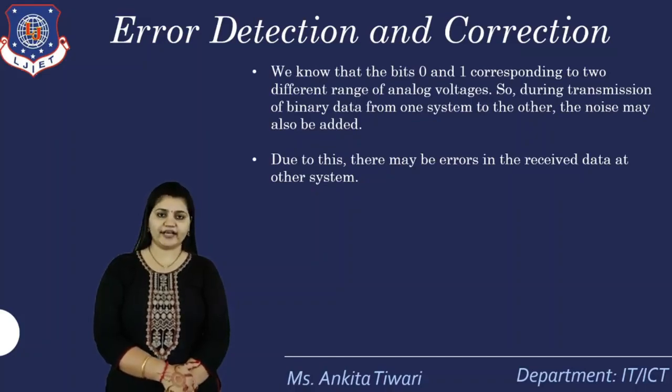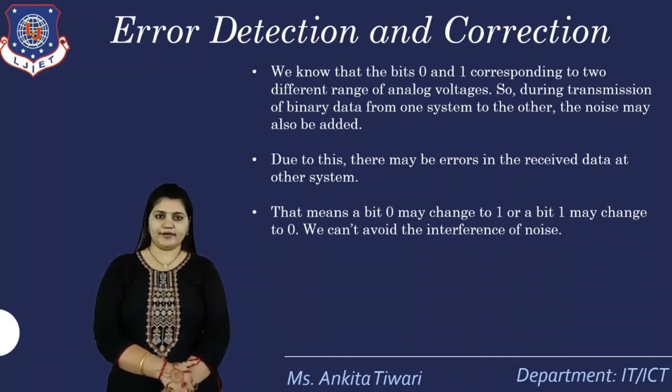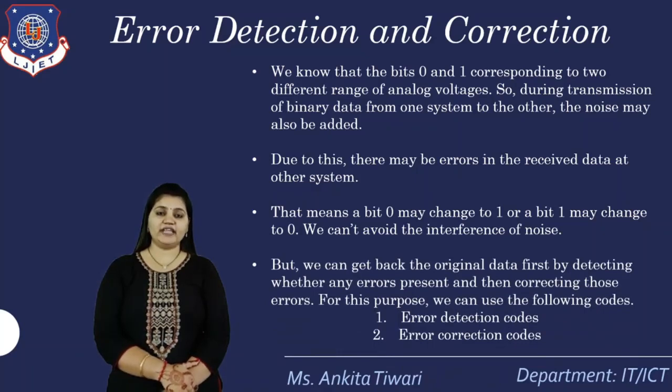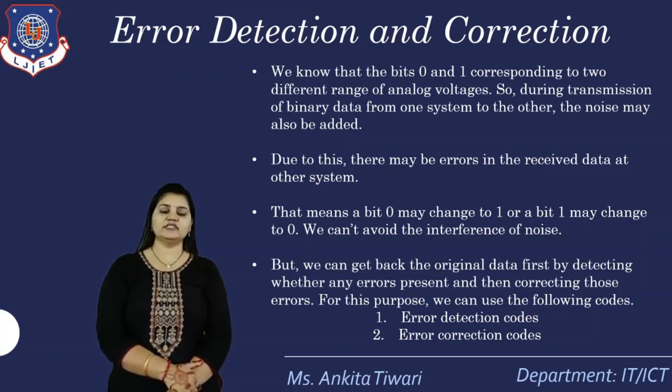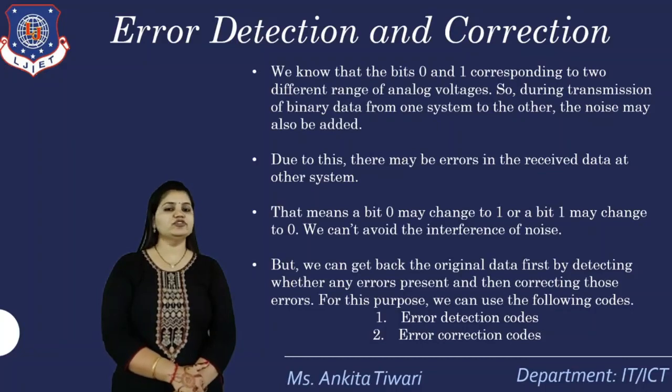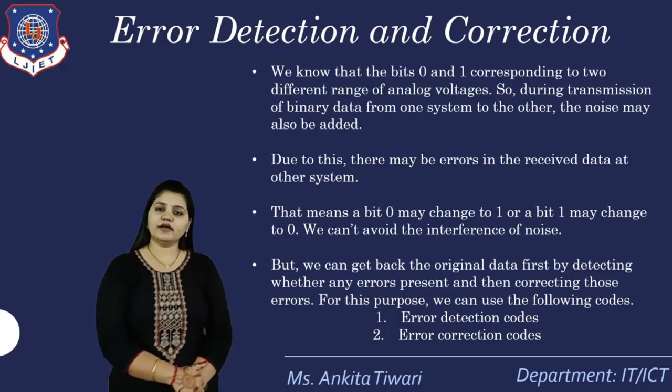For that we need to check at the receiver side. So that means a bit 0 may change to 1 or a bit 1 may change to 0. We cannot avoid this interference of noise. For that we have to get back the original data, first by detecting whether any errors are present and then correcting those errors. For this purpose we can use the following codes, that is error detection codes and error correction codes.